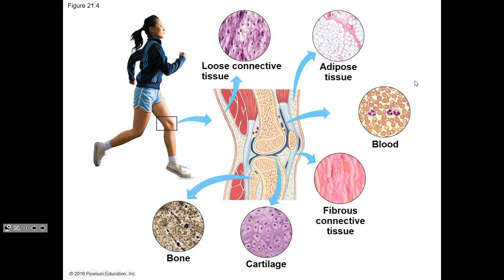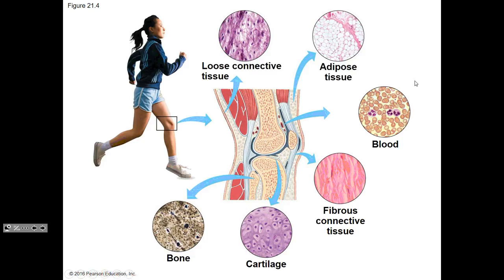Joints are part of this. So loose connective tissue might be how your skin is connected to the tissue underneath your skin. Adipose tissue, so this may be what you're talking about with losing 40 pounds. It's where fat cells are stored, generally under the layer of skin, and that also provides insulation for us. So adipose tissue is where fat cells are stored.